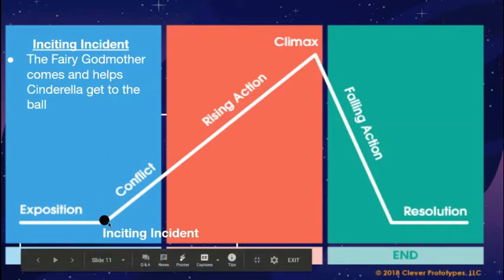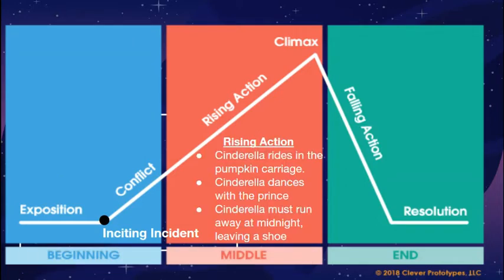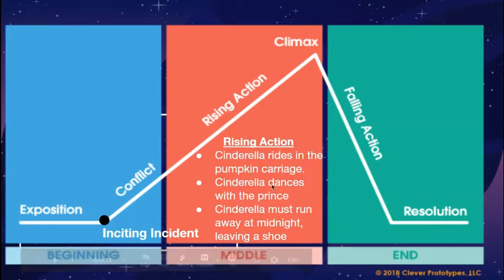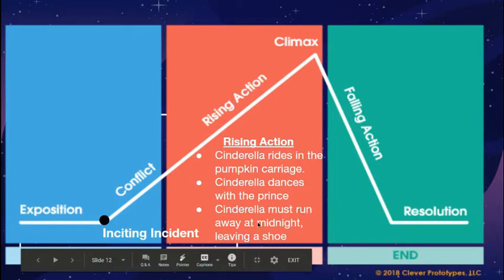I'd say without that point happening in the story, everything would have stayed the same. Cinderella would just be living her normal, sad life until the fairy godmother came. After that, we get the rising action. So Cinderella rides over in the pumpkin carriage. She dances with the prince at the ball, and then at midnight, she has to run away to get back home in time for everything to turn back to normal.